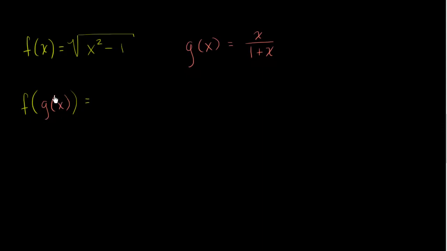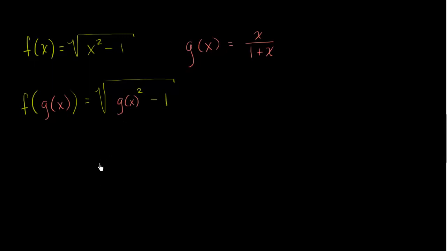Well, g of x in this case is the input to f of x. So wherever we see the x in this definition, that's the input. So we're going to replace the input with g of x. We're going to replace the x with g of x. So f of g of x is going to be equal to the square root of, instead of an x, we would write a g of x, g of x squared minus 1.